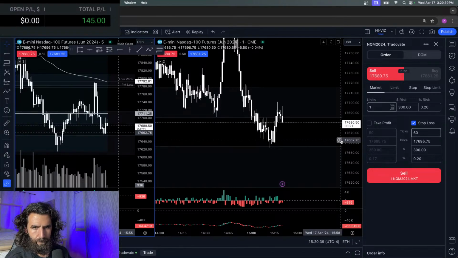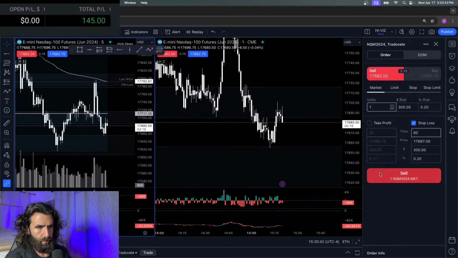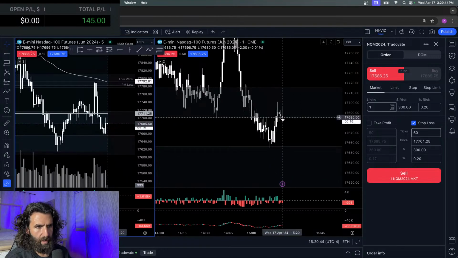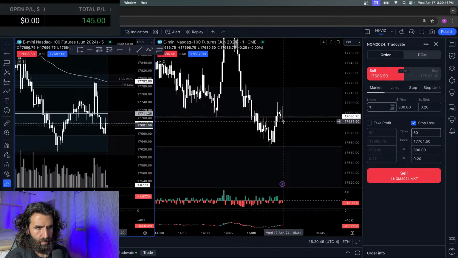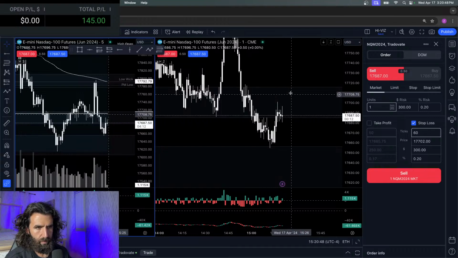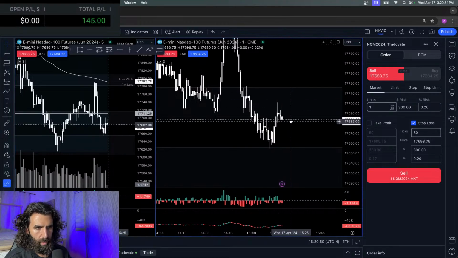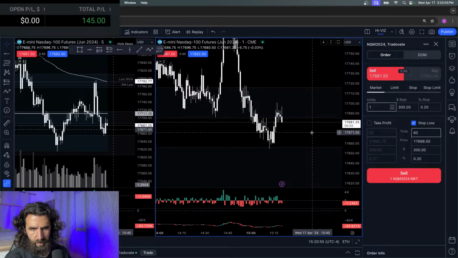I'm gonna wait to see how this reacts. I might miss it. It might just blast down, but I want to wait to see if this is just like a tap in below these lows and then a blast up. Keep me out of just an immediate stop out. But it looks like it wants to come down.